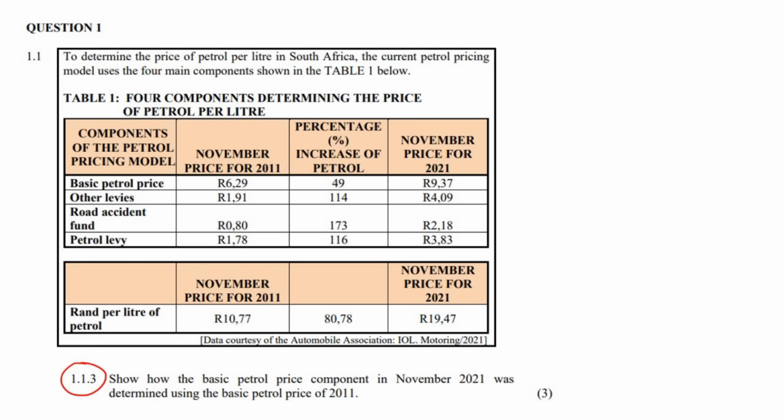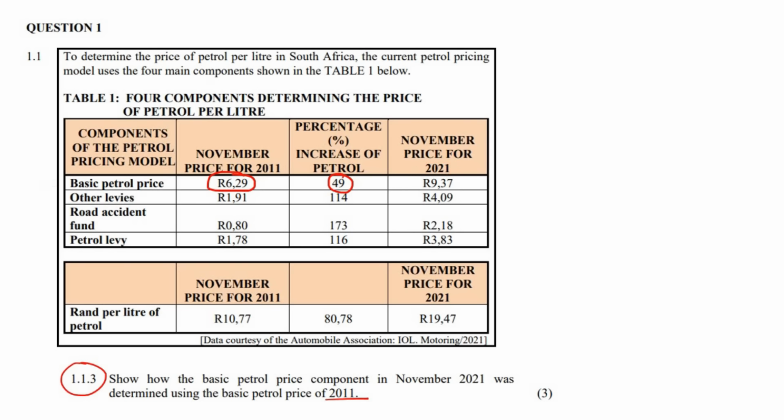This question says, show how the basic petrol price, so here's your basic petrol price, in November 2021 was determined using the basic petrol price of 2011. Okay, so here's the basic petrol price in 2011. Then to get to 2021, there was a 49% increase. Okay, so let's go see what happens if you take 6 Rand 29 and you increase it by 49%.